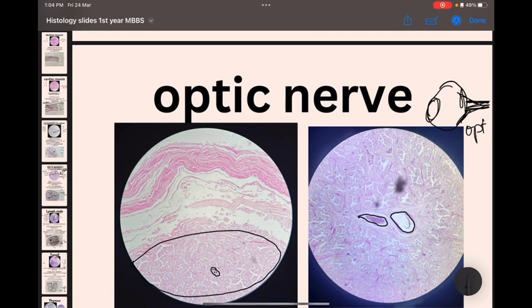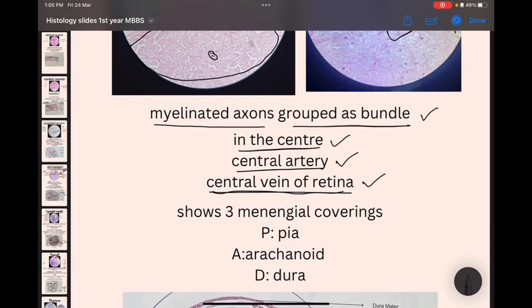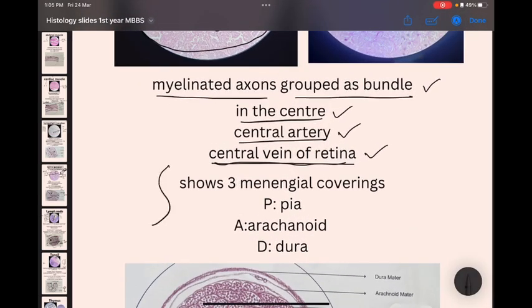So see, this will be the region of retina, right? So it connects the retina, so it is called central vein and central artery of retina. Okay, done. So myelinated axons are grouped as bundles. In the center we have central artery and central vein of retina, and it contains three coverings from inner to outer. Let us remember it as PAD.